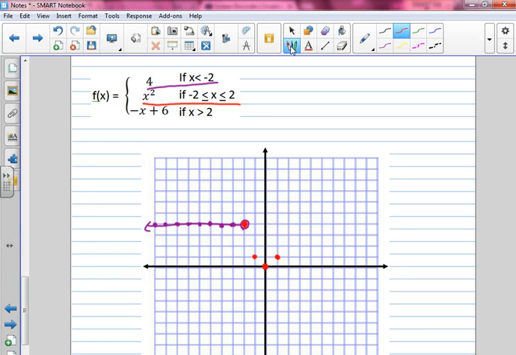Now, because it's at the end of the constraint, you need to check and see if it's a closed circle or an open circle. Because it has an or equal to bar, it is a closed circle. And I connect my dots. All right, and I'm at the last part. Okay, so I need to put that in my calculator.